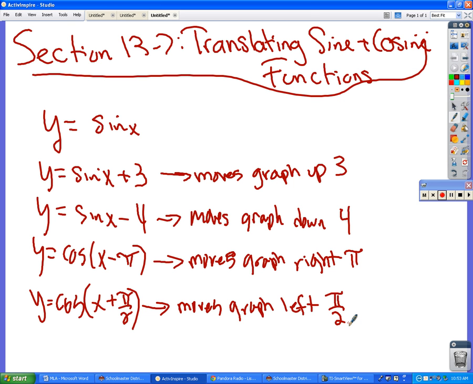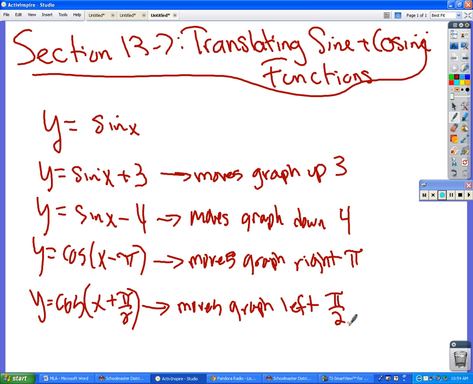So all the same rules that we did with cubic functions or exponential functions or any of those functions hold the same with these guys. And we've already talked about that.